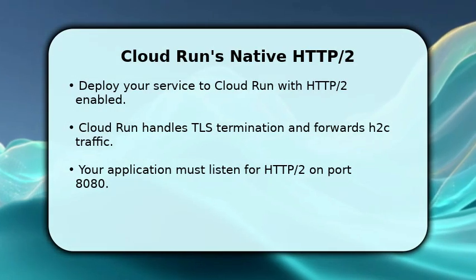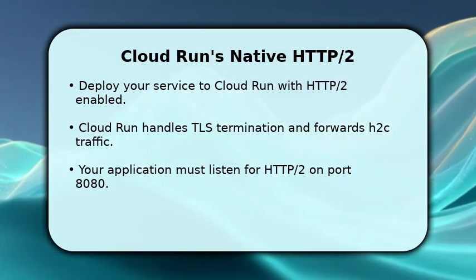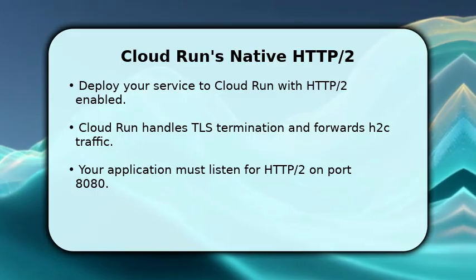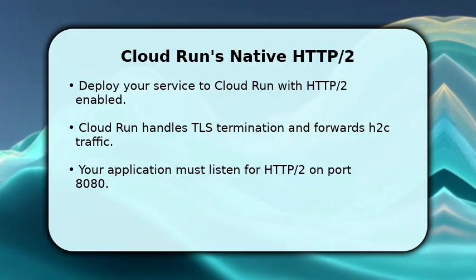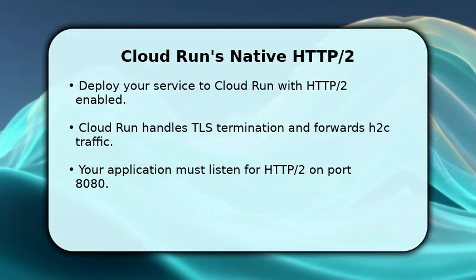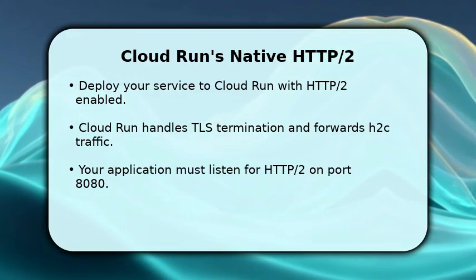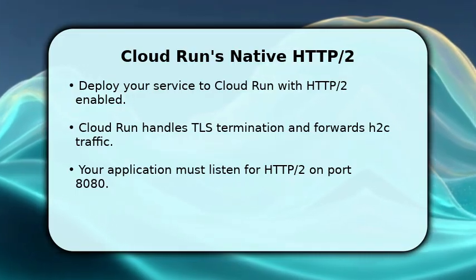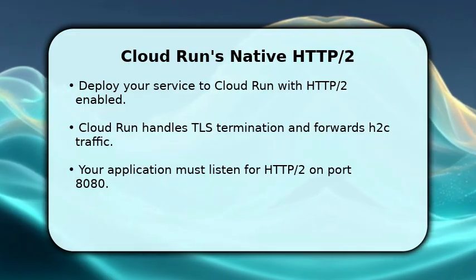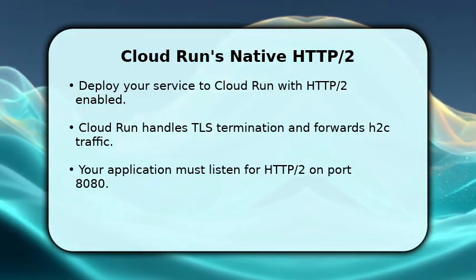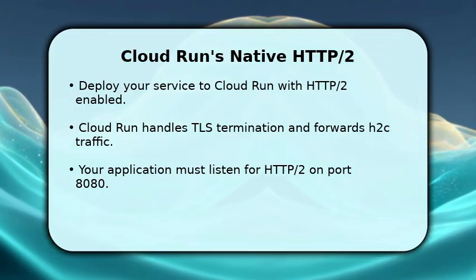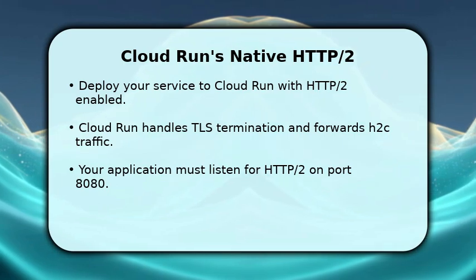Setting up HTTP/2 with Cloud Run is straightforward because the platform largely manages it for you. When deploying your service, Cloud Run automatically configures the necessary infrastructure to accept HTTP/2 requests. Your application simply needs to be capable of handling HTTP/2, and Cloud Run will manage the TLS termination at the load balancer, forwarding cleartext HTTP/2 or H2C to your container instance.